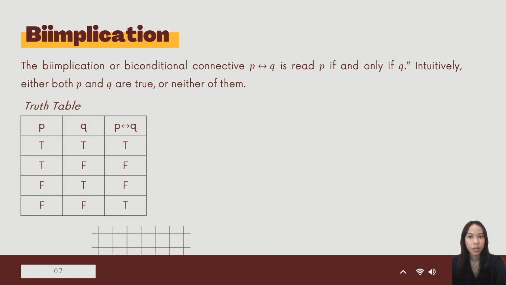P is true, Q is false, P if and only if Q is false. P is false, Q is true, P if and only if Q is false. P is false, Q is false, P if and only if Q is true.